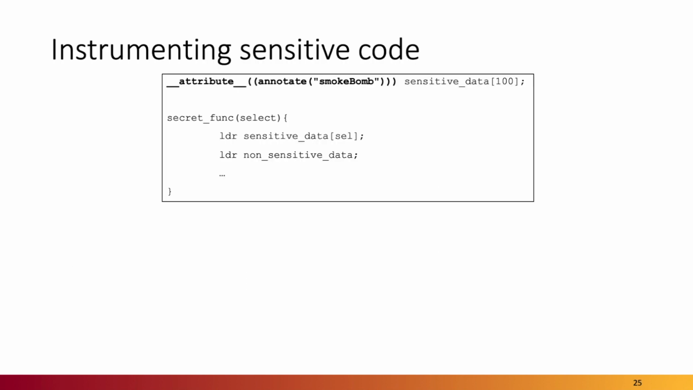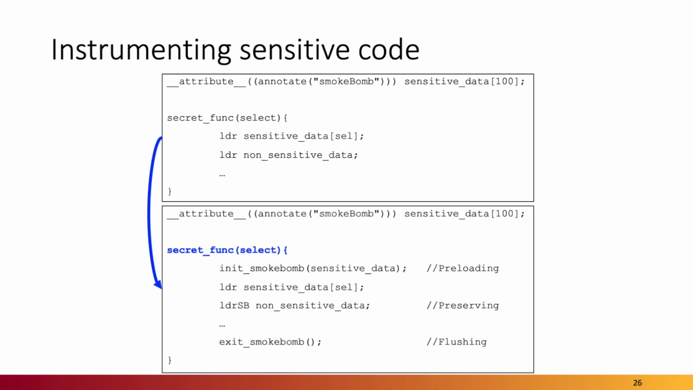Let's take a look at the instrumentation process in detail. The instrumentation pass requires an annotation on the sensitive data. Based on this annotation, it modifies a program automatically. It first finds functions where sensitive data is used. Then it inserts SmokeBomb APIs before and after the sensitive code.